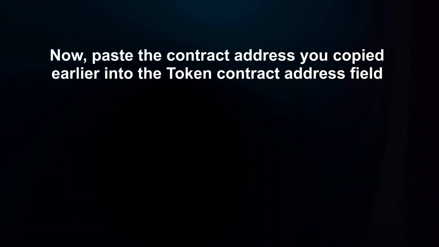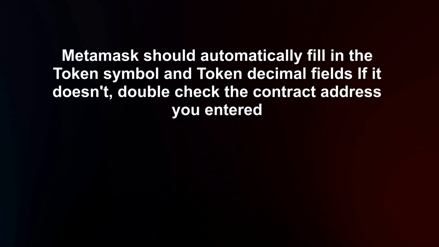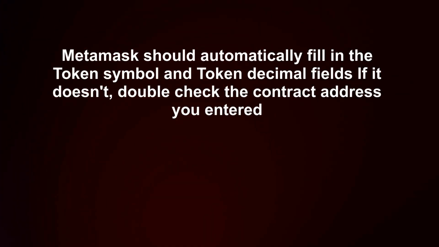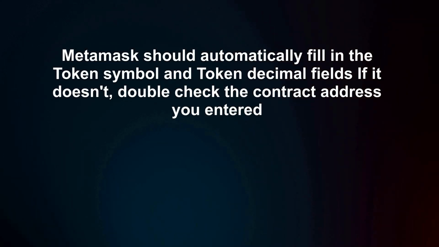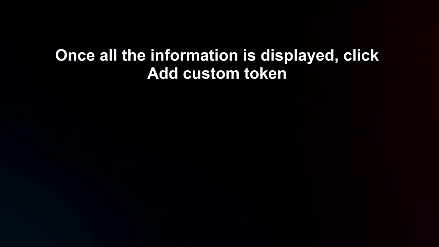Now, paste the contract address you copied earlier into the token contract address field. Metamask should automatically fill in the token symbol and token decimal fields. If it doesn't, double-check the contract address you entered. Once all the information is displayed, click Add Custom Token.